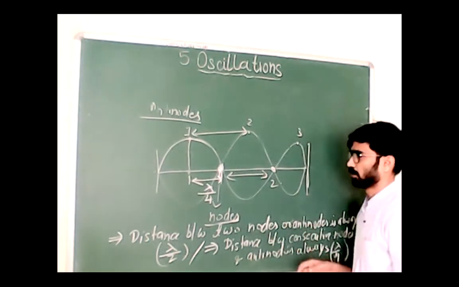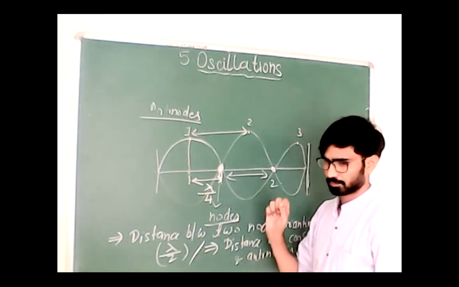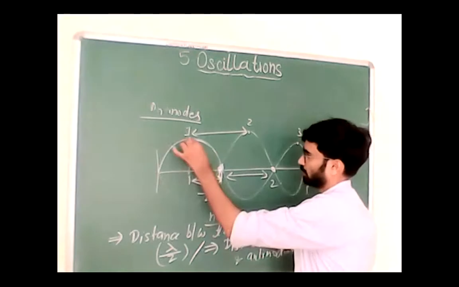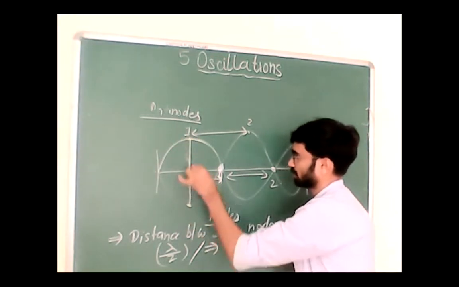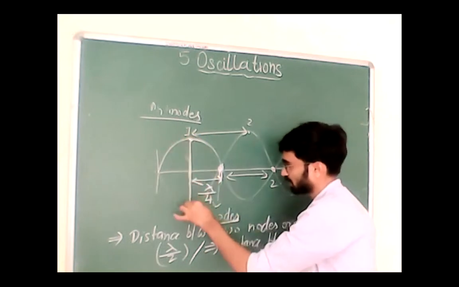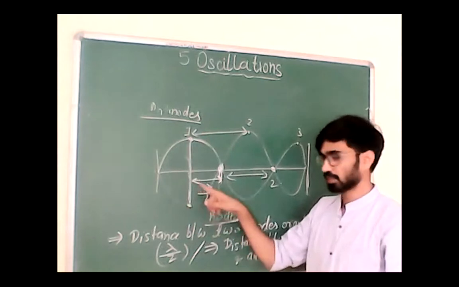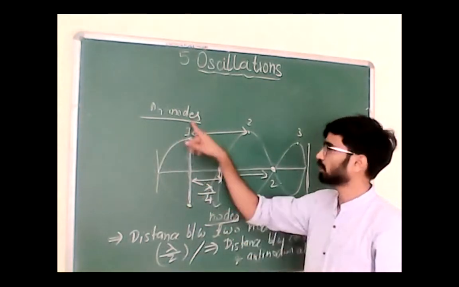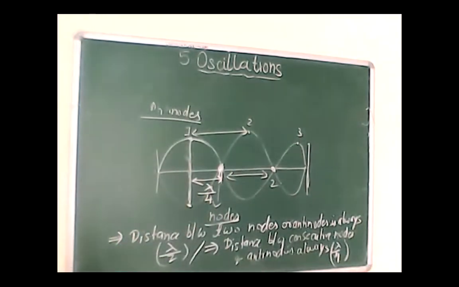Nodes. Okay. Now let's see the definition of the antinodes. In antinodes, what happens? These particles over here have the maximum displacement. They are performing the maximum displacement. Therefore, they are called antinodes. So this is the definition which is given in your textbook.